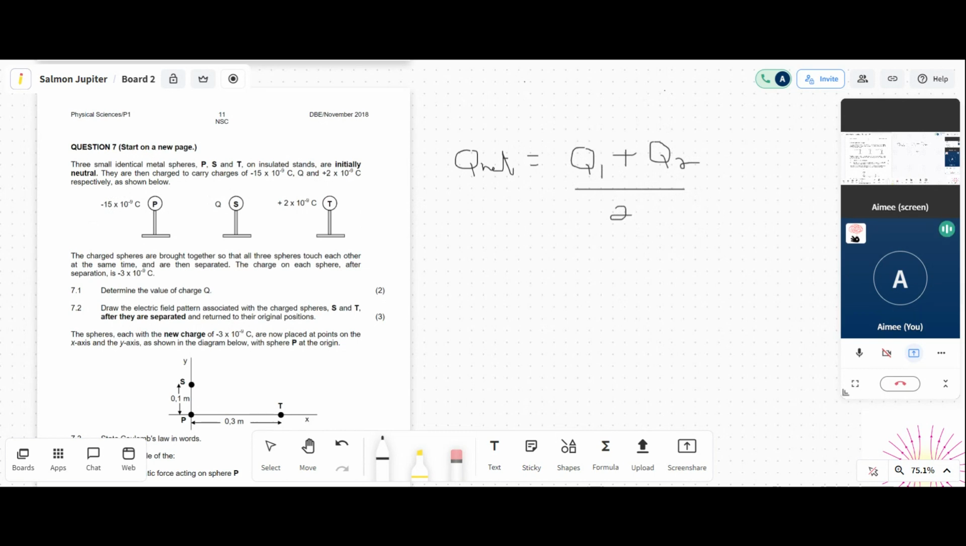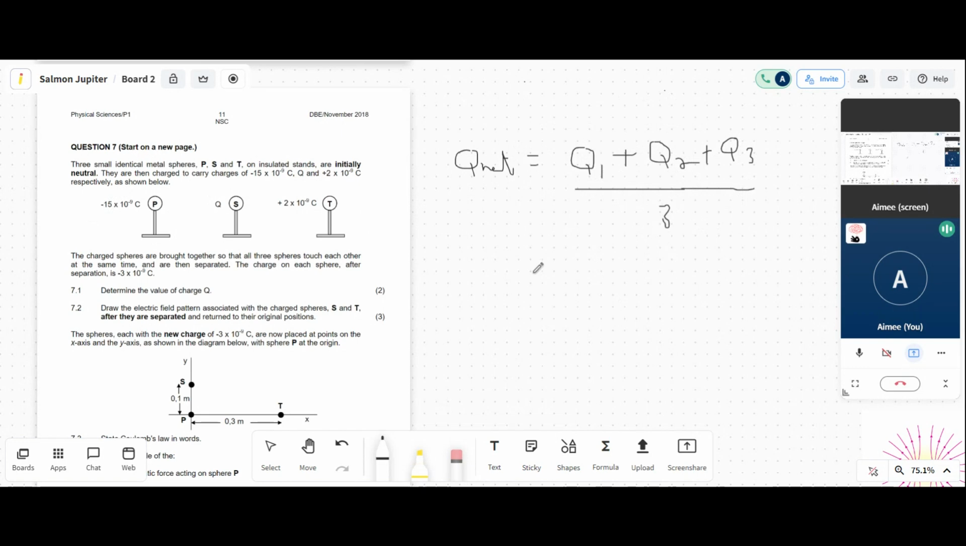Okay, so you just need to make a small adjustment to this formula because there's 3 spheres. So instead of having only 2, we're just going to add another one. And instead of dividing by 2, we're going to divide by 3 because now we have 3 charged objects. So like I said, be careful. Not all of your formulas are on your formula sheets. I think this is one of them.